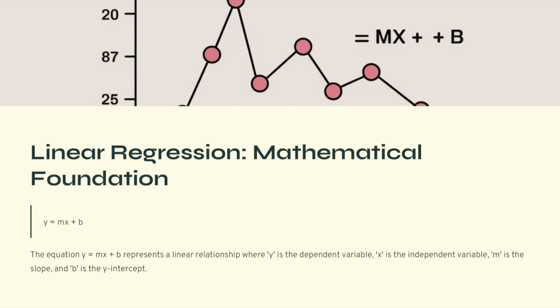In machine learning, the goal of linear regression is to find the values of m and b that best fit the data. This is usually done by minimizing the prediction error between the actual values and the predicted values. A commonly used technique for this purpose is least squares optimization, which finds the line that minimizes the squared difference between predicted and actual values. Although this equation looks simple, it forms the basis for many more advanced machine learning models.